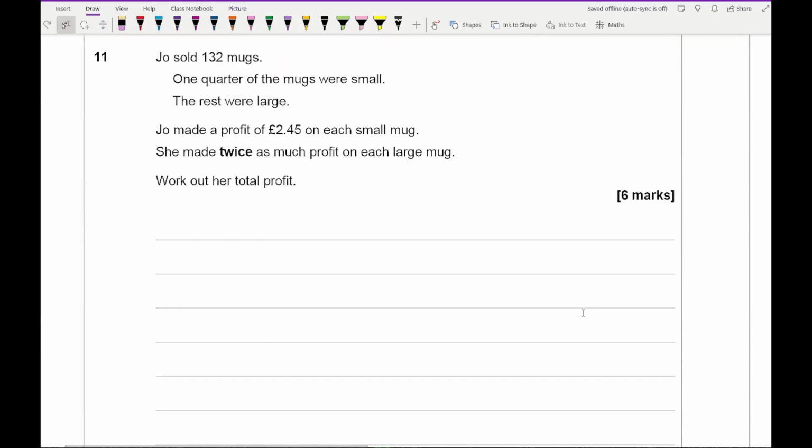Moving on to question 11, it says Joe sold 132 mugs. 1/4 of the mugs were small, the rest were large. Joe made a profit of £2.45 on each small mug, and she made twice as much profit on each large mug. The question is asking us to find out what the total profit is. So for this, first of all, we need to find out how many small mugs there were and how many large mugs there were. If we do 1/4 times 132, that comes up to an answer of 33.